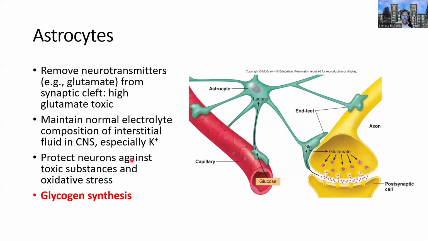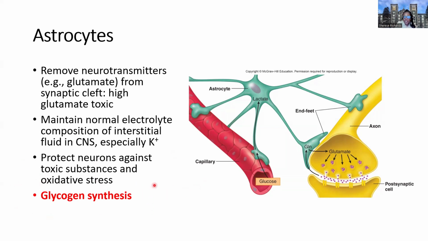Also just helping to maintain electrolyte balance of the interstitial fluid. So making sure that the right amount of sodium, potassium, chloride, calcium exists in the interstitial fluid that is bathing the central nervous system and the neurons. And in doing so, it also protects against oxidative stress, toxic stress as well.